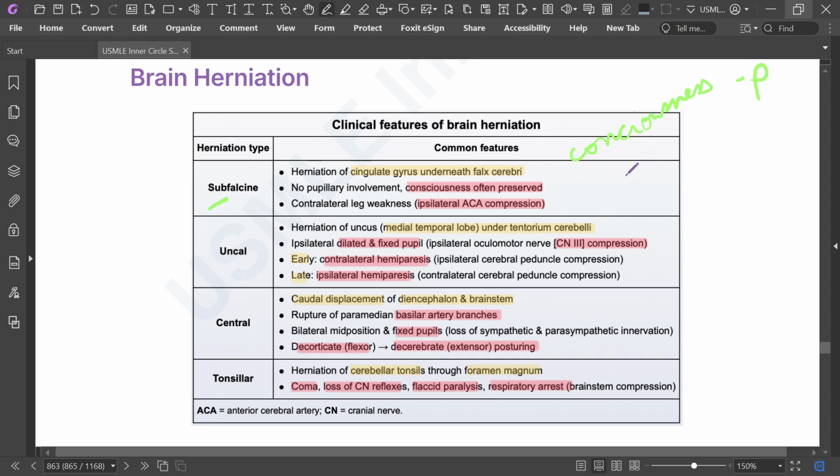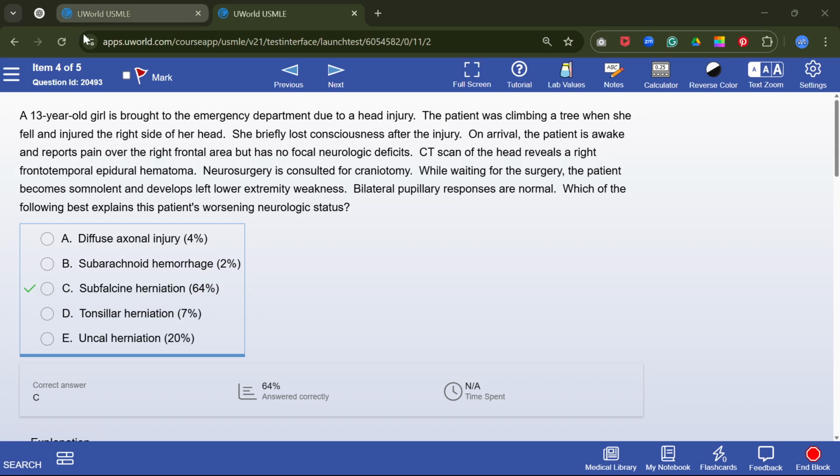There is herniation of the cingulate gyrus under the falx cerebri, consciousness is preserved, and there is contralateral leg weakness. That means ipsilateral ACA compression. Now, look at this high-yield topic.